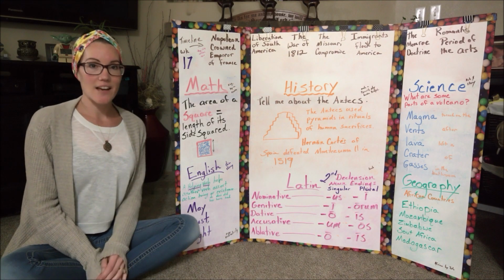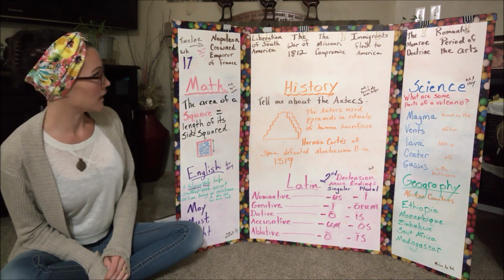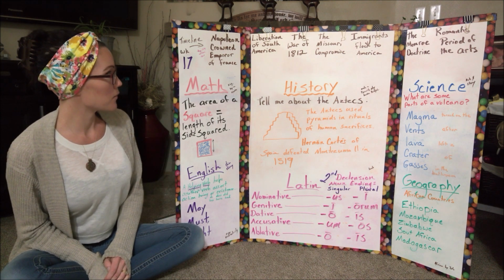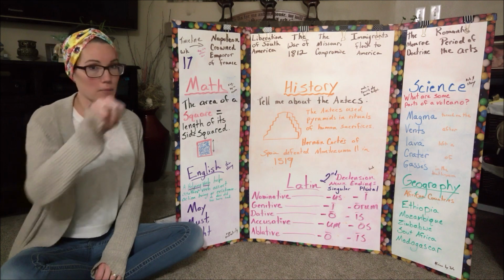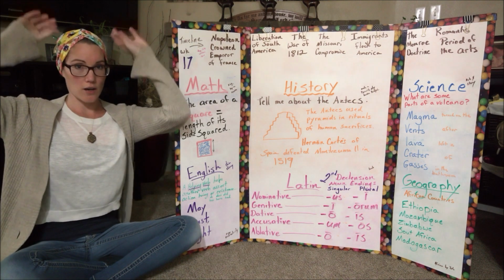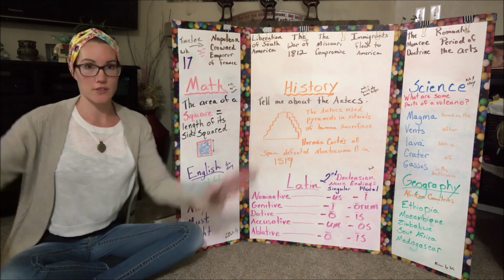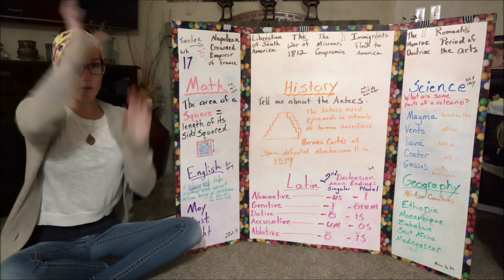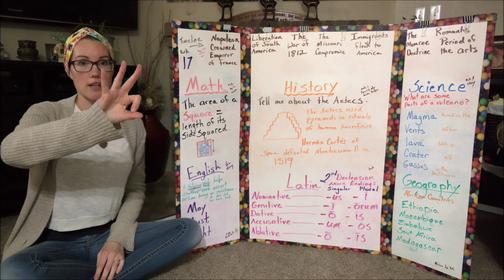Okay, week 17. Timeline. Napoleon crowned Emperor of France. So we're going to make an ASL N. Napoleon crowned. Just going to do what we always do for that, put a crown on our head. Crowned Emperor of France. Then we're going to end with an ASL F.